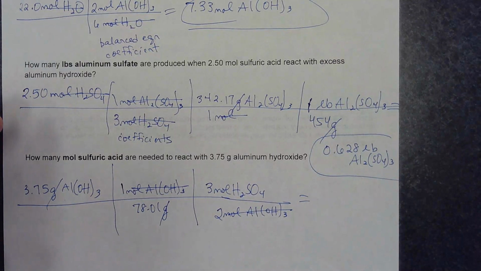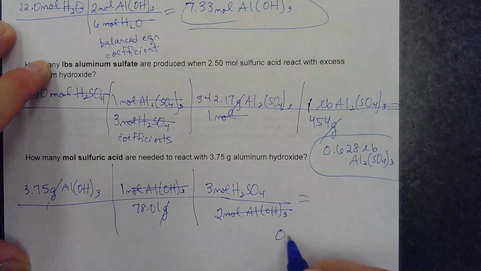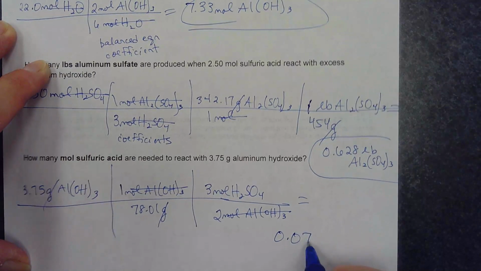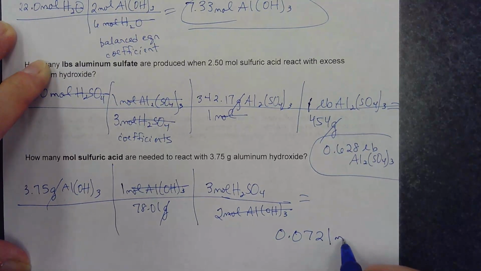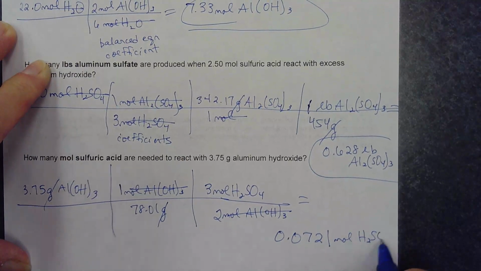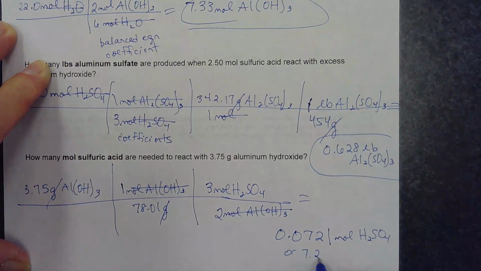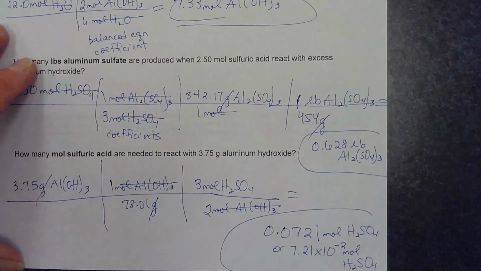What did you say again? 0.072 moles. How many significant digits are you supposed to have? That's not 3. Zeros in front of non-zero digits are not significant. So what's the answer? 0.0721 moles of H2SO4, or 7.21 times 10 to the negative 2 moles H2SO4. Either one is fine.